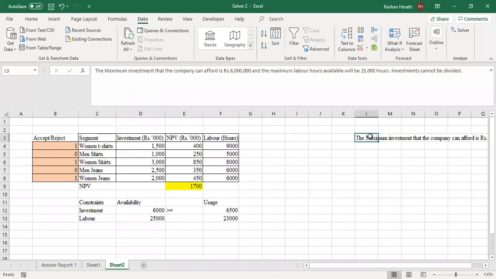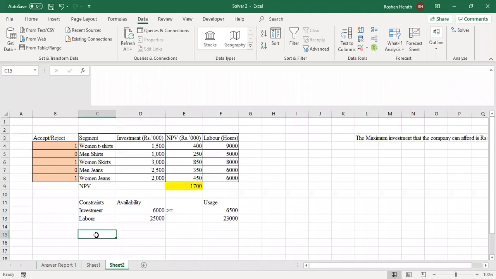Right. Then the next thing is investment cannot be divided. You can simply take it as a kind of constraint. Okay, we have identified everything. Yes, anything that you want to get clarified before we move on to the application of the solver tool?